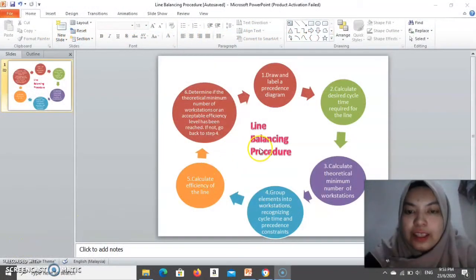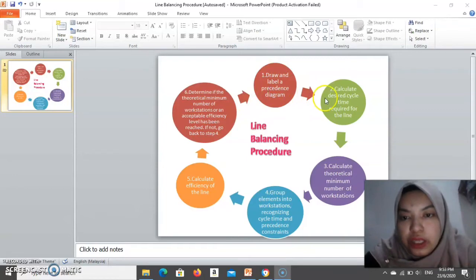Okay, now we discuss the line balancing procedure. The first step you need to do is draw and label a precedent diagram. This is a flow chart where the circle represents the task and the connecting arrow represents the precedence, like in this figure. Step 2 is calculate the desired cycle time requirement for the line. What is the formula for the cycle time? The formula for the cycle time is available work time divided by the desired output rate. We need to find the available work time. Available work time is scheduled work time minus the break.